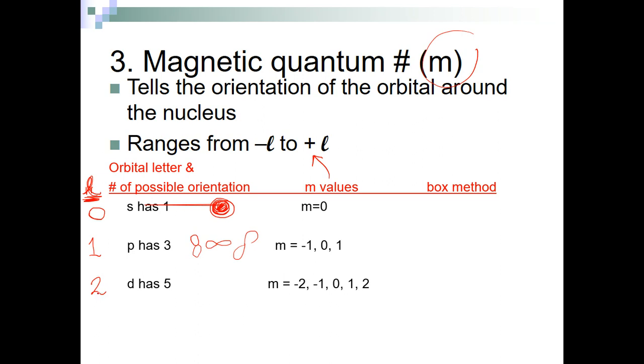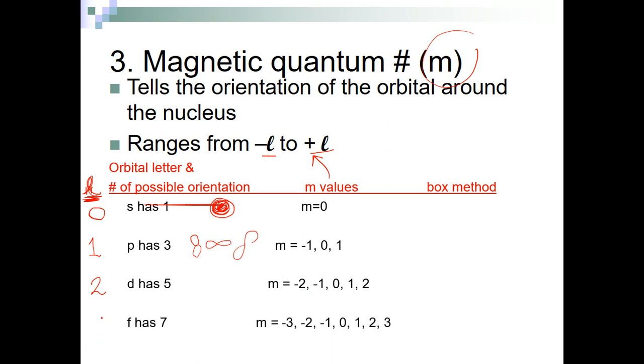So if L is 2, then m goes from negative 2 to positive 2. So notice negative 2, negative 1, 0, 1, and 2. Those are the 5 (1, 2, 3, 4, 5) different orientations, and these numbers correspond to those orientations.